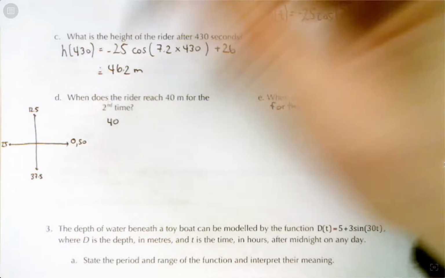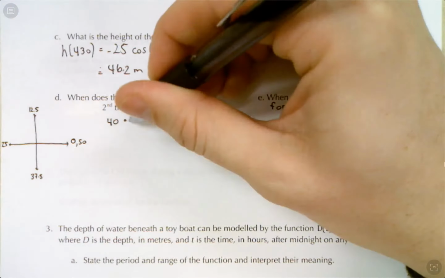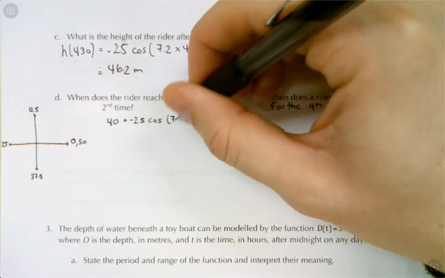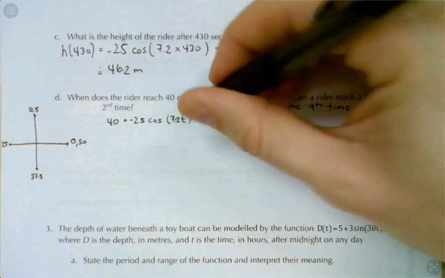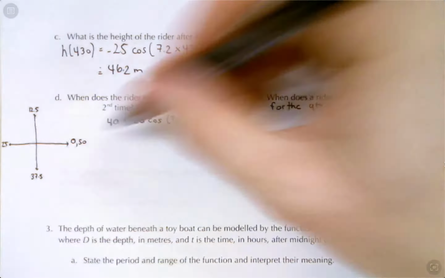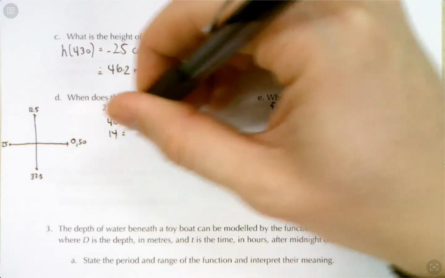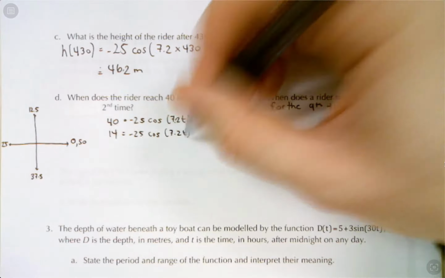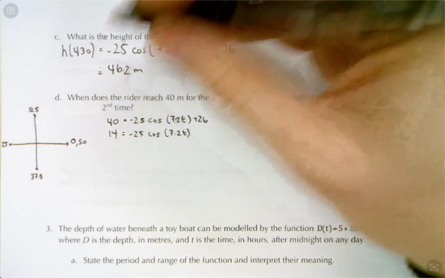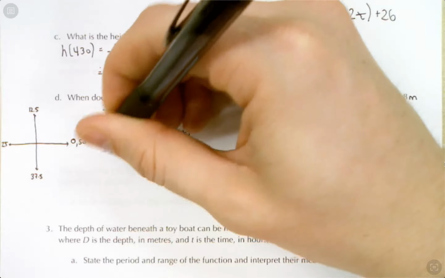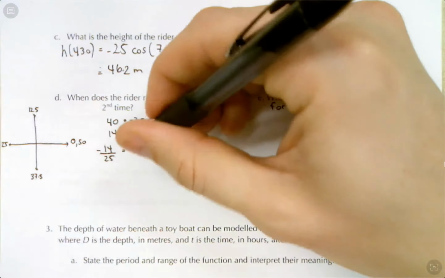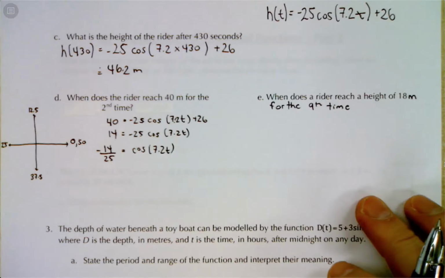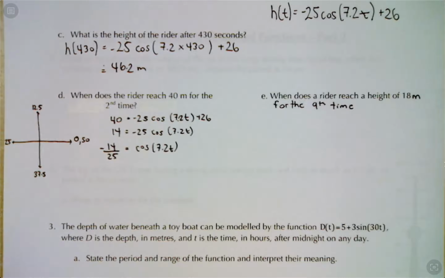So we got 40 meters, that's what's given, we want to find the time, so we got negative 25 cos 7.2 t plus 26. So we can start by subtracting 26 from both sides. We get 14 equals negative 25 cos 7.2 t. Divide both sides by negative 25. We get 14 over 25, but negative, is cos 7.2 t.